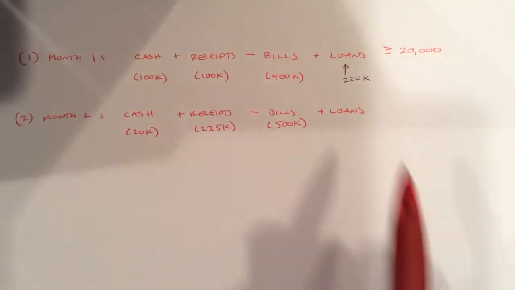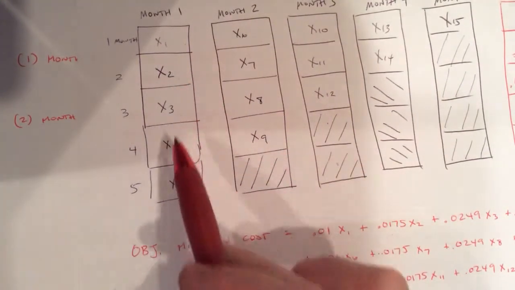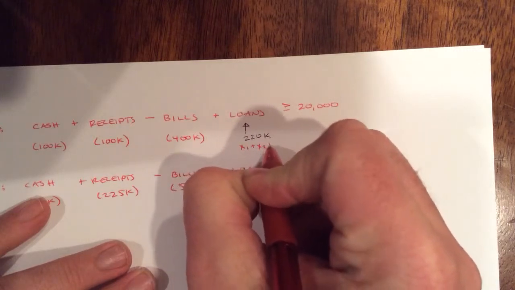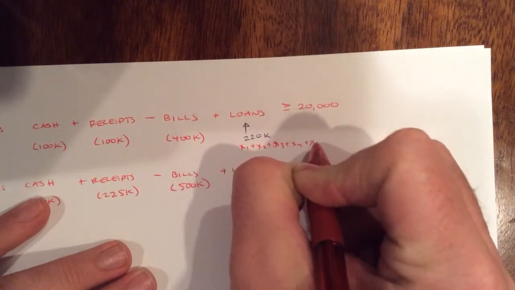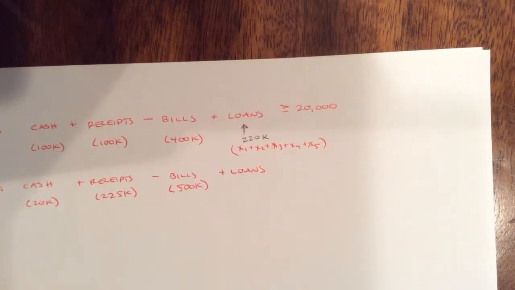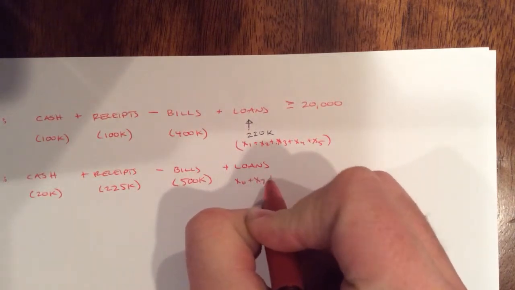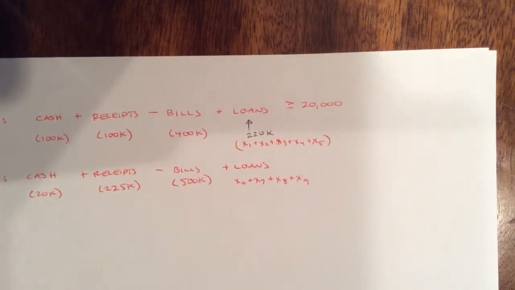Okay. So real quick, when we think of loans here, how much loans do we take out in month 1? Well, loans is going to be X1, 2, 3, 4, 5. So while I wrote 220,000, what we really want to think about is X1 plus X2, I'll keep going, plus X3 plus X4 plus X5. That's the amount of loans we take out in month 1. All right, so in month 2, how much loans do we take out? Well, it's X6 plus X7 plus X8 plus X9. And that's the amount of loans we take out.